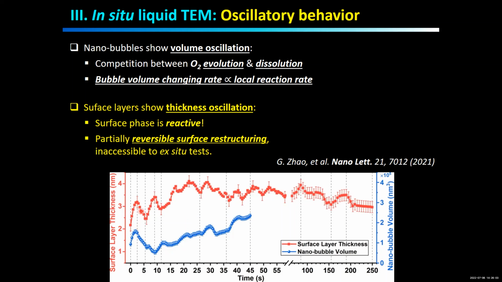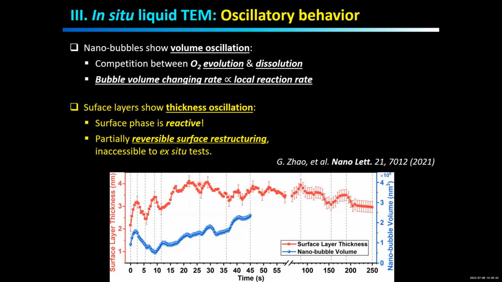And for the surface layer thickness, it also shows this thickness oscillation, which means the formed surface phase is highly reactive. So it can either dissolve into the solution or react to recover back to the manganese oxide phase. But as the time goes on, this surface layer thickness still increases to be between 3 and 4 nanometers.